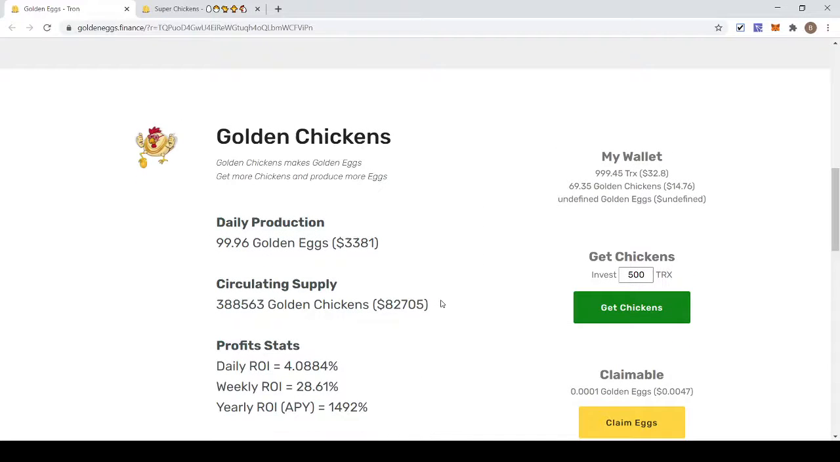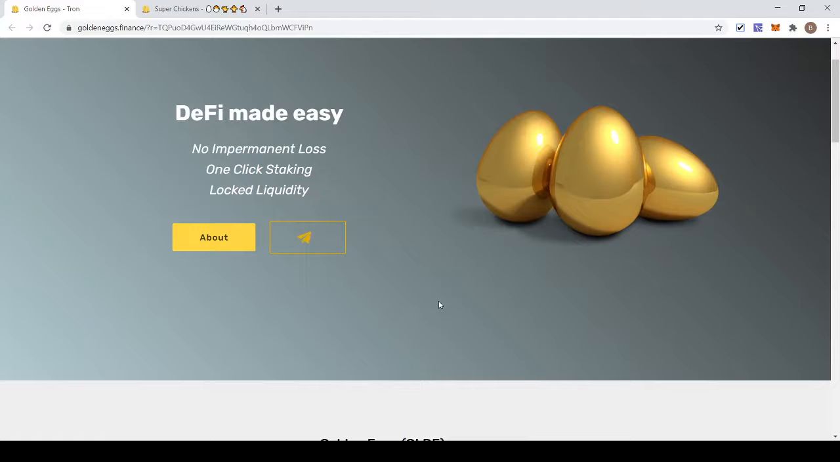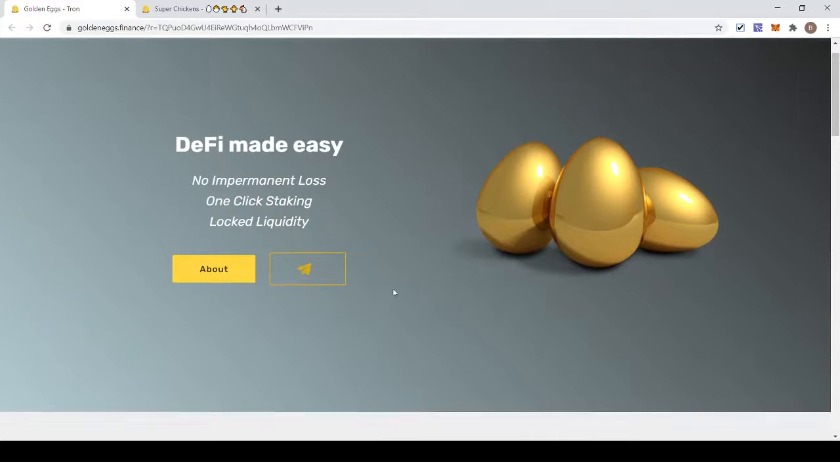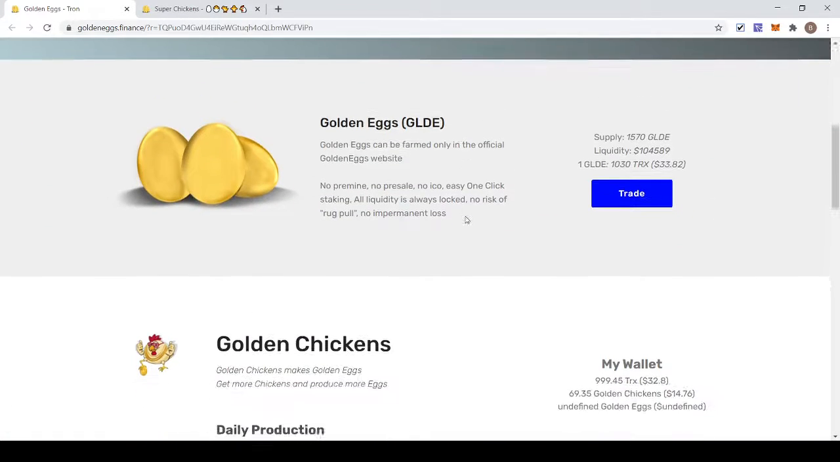So this platform is relatively new, maybe 5 days, maybe a week old, 5 to 7 days old. But that's basically it. It's a pretty good little platform.